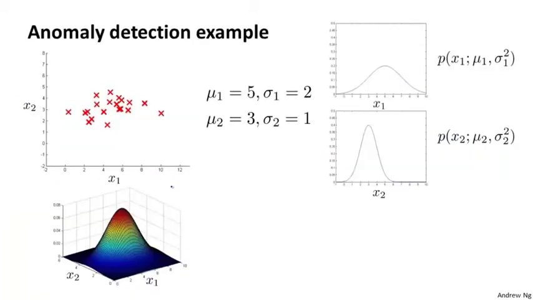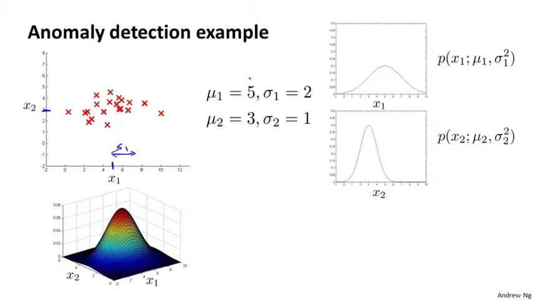Here's an example of an application of this method. Let's say we have this data set that I've plotted on the upper left of this slide. Let's look at the feature x1. If you look at this data set, it looks like on average, the feature x1 has a mean of about 5, and the standard deviation, if you look at just the x1 values, is maybe 2, so that's sigma 1. And the feature x2, the values measured on the vertical axis, has an average value of about 3 and a standard deviation of about 1.